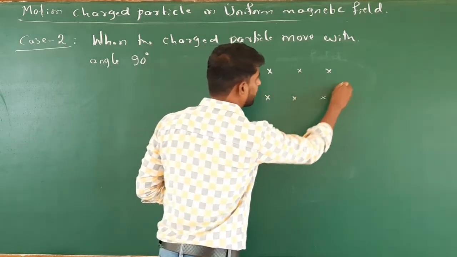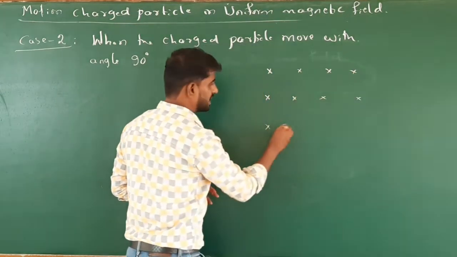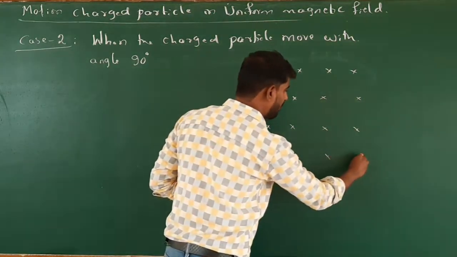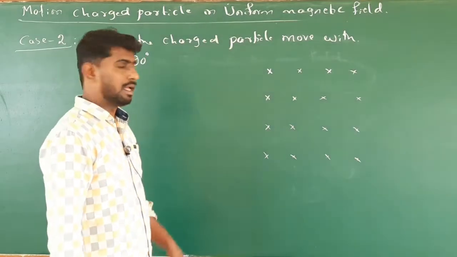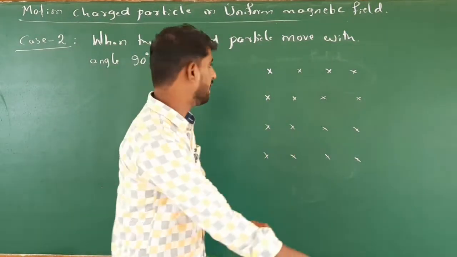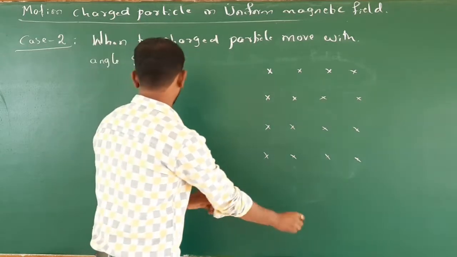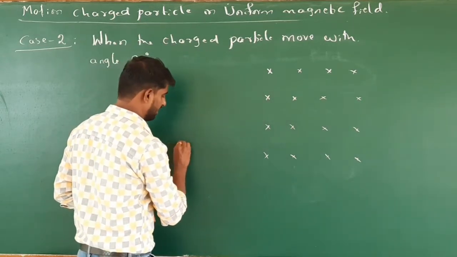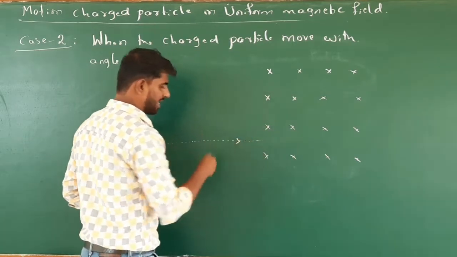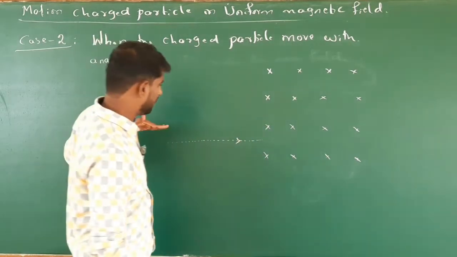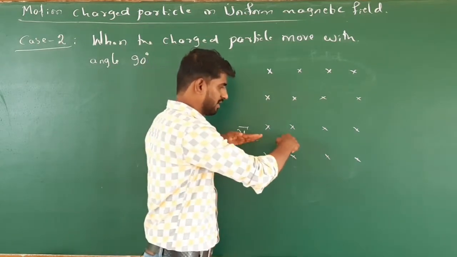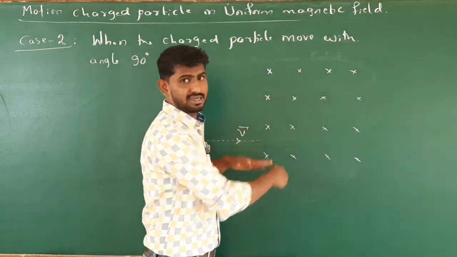So what's the direction of magnetic field now? It indicates the uniform magnetic field perpendicular to the plane directing inwards. So this is the case, and a charged particle enters a region of magnetic field at an angle 90 degree. The velocity of that charged particle is like this, and the magnetic field is inward. The angle between these two is 90 degree.